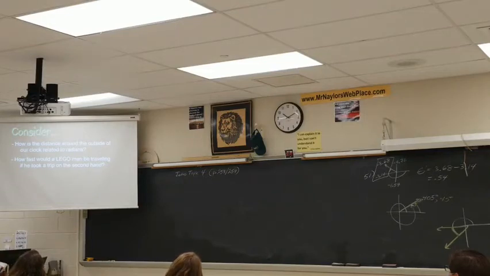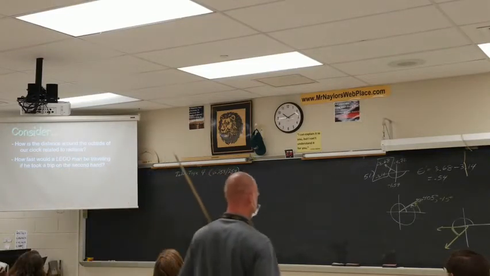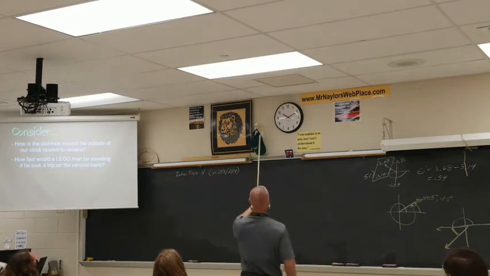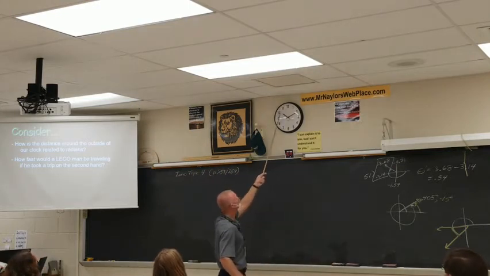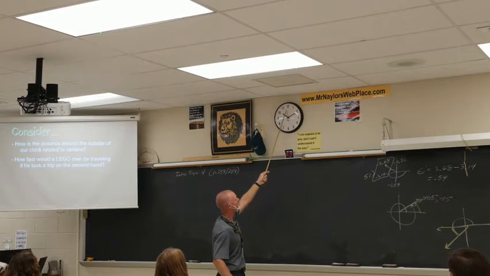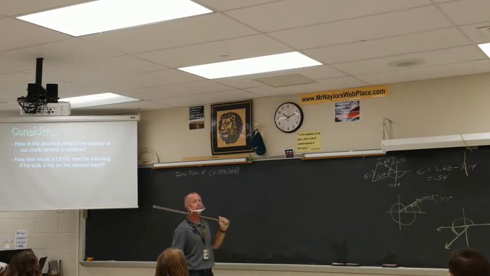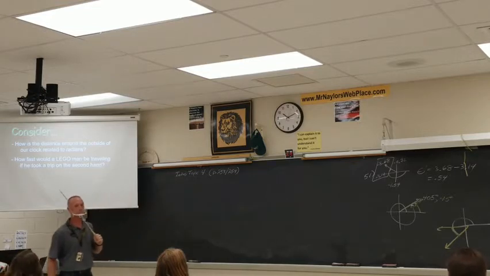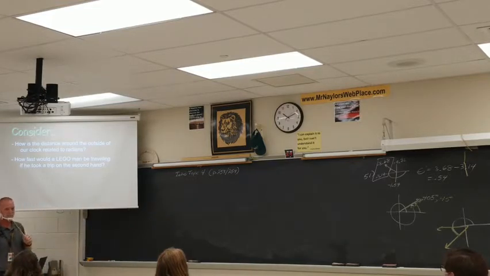But seriously, if somebody was sitting on the second hand, like a little Lego man, how fast would they be going? It's kind of like a Ferris wheel ride. How fast would they be going? Now, this problem is referring to something called linear speed.